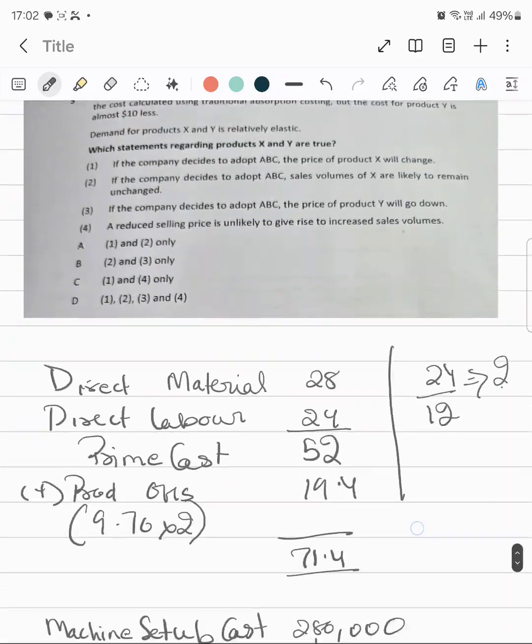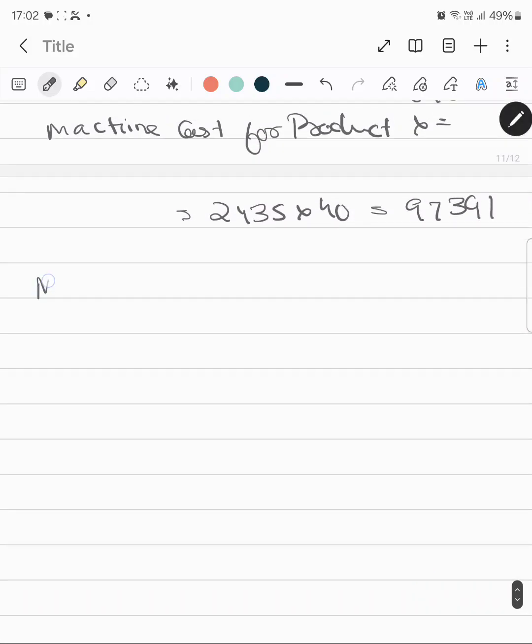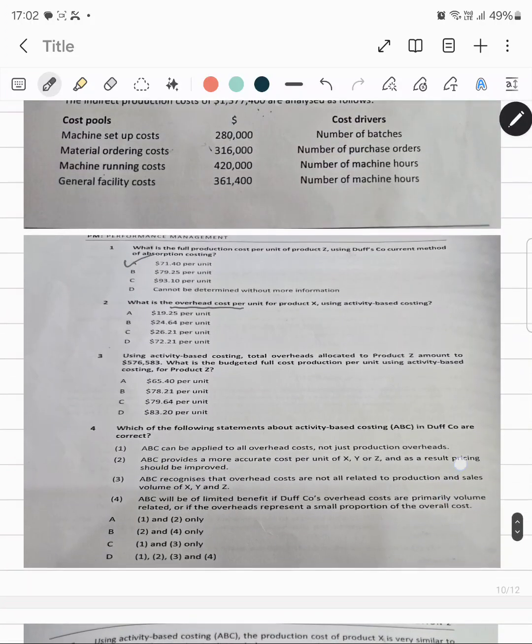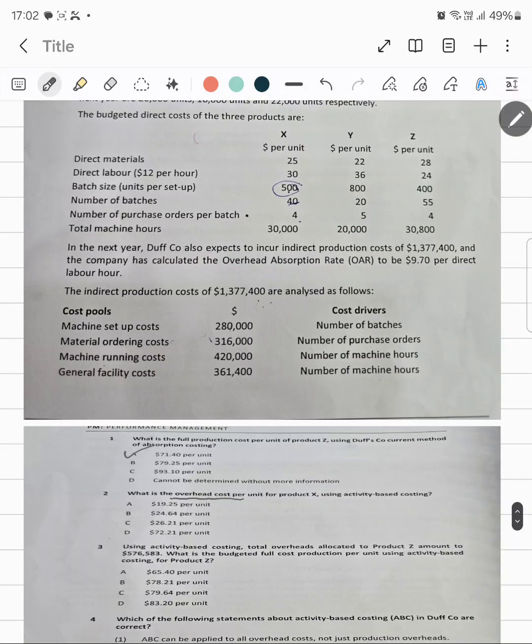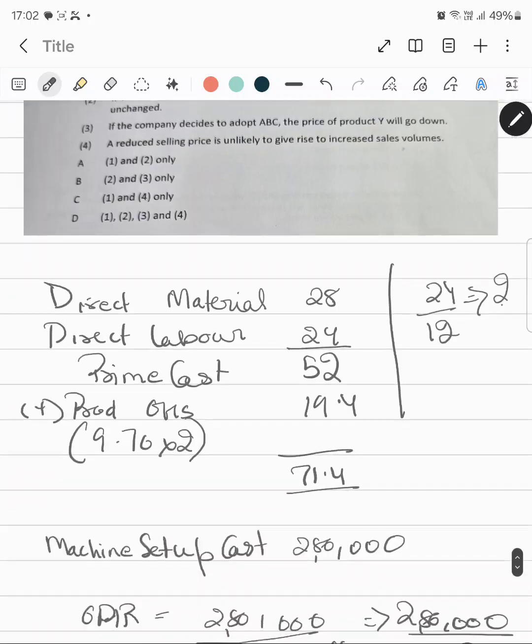Material ordering cost, which is 3,16,000, and this needs to be absorbed on the basis of number of orders. So the orders per batch is 4. So the total number of orders for each product will be 4 into 40 plus 5 into 20 plus 4 into 55.